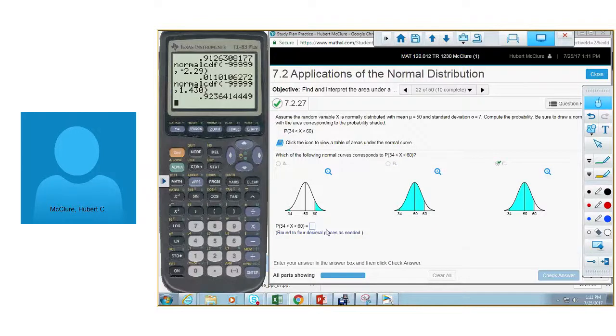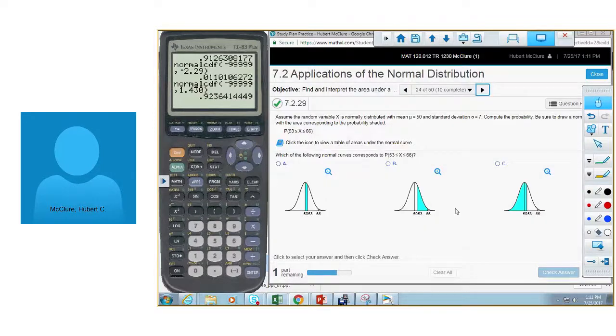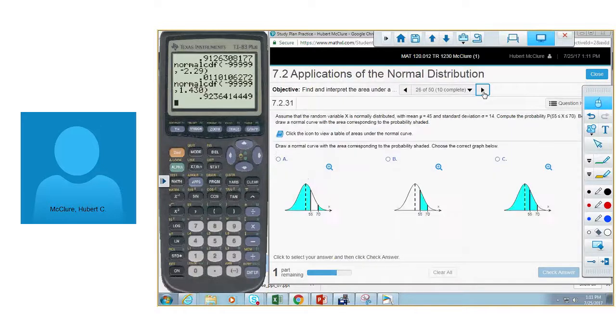What did it come out to be? 0.9126. No, that's another between. We're going to move on. See, I'm getting one that's a little bit different. All right, look at this one.